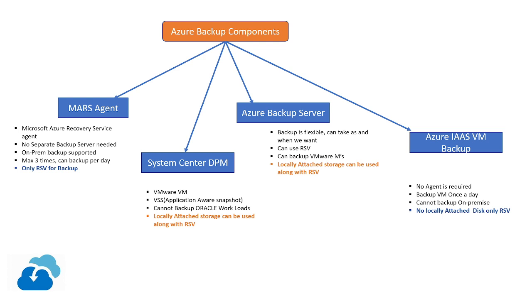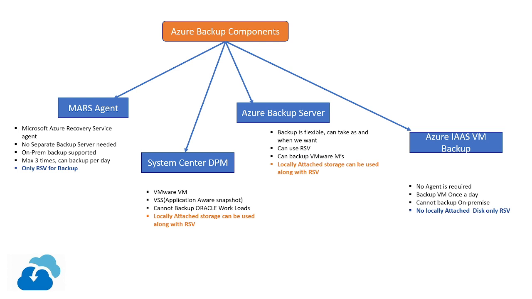No separate backup server is needed. If you have the MARS agent, you don't need to worry about a different backup solution for on premises. You can take the on premises backup as well. A maximum of 3 backups per day is supported, so it won't support an n number of backups. In a day you can take one just after the business starts, one in the middle of the business, or one at the end of the business. Here also the recovery services vault is used for taking the backup, and no other services are used.